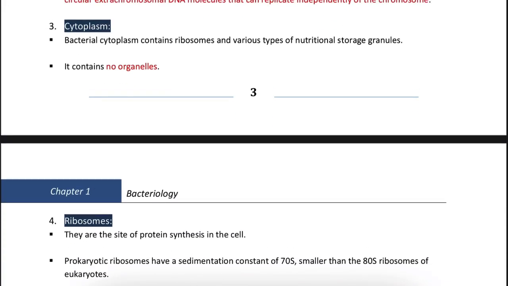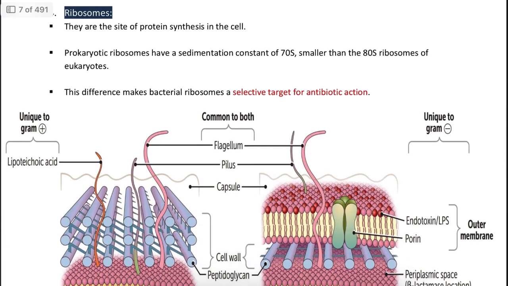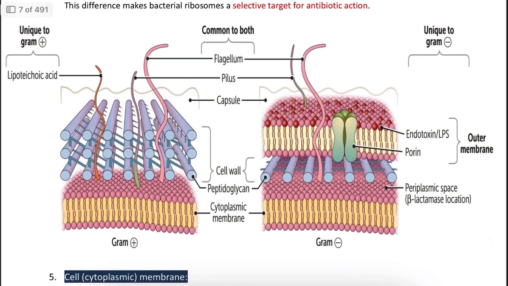In the cytoplasm we can see no organelles, no mitochondria, no endoplasmic reticulum and no Golgi apparatus. Okay, this cytoplasm contains ribosomes and storage granules. Ribosomes are the site of protein synthesis in the cell. If you look at this image, you can see some of the ribosomes. What we have to remember mostly is that they are the site of protein synthesis.